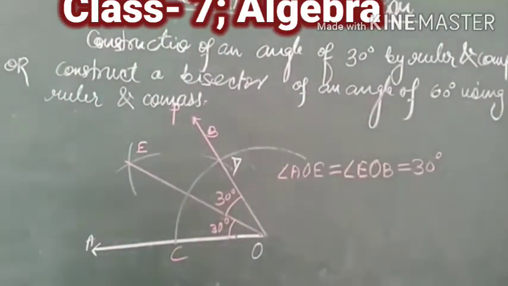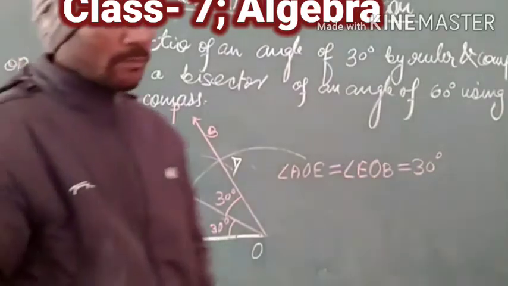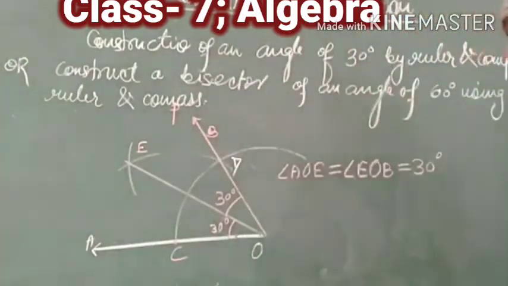So students, I hope that the construction of the angle of 30 degrees is clear to all of you. Now let us see the next, the construction of an angle of 120 degrees.